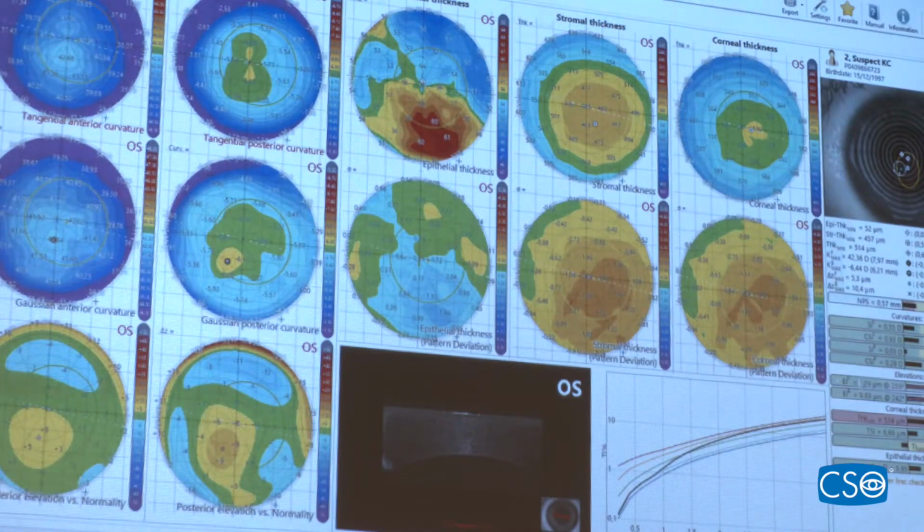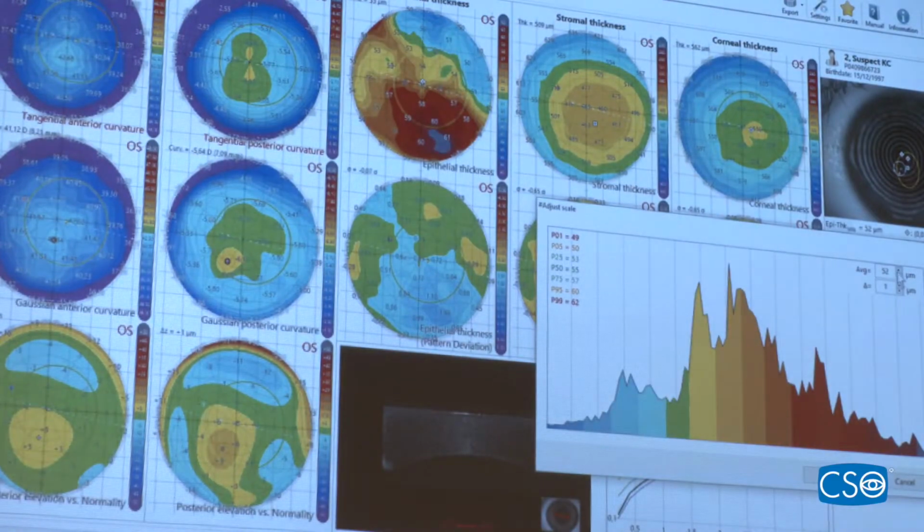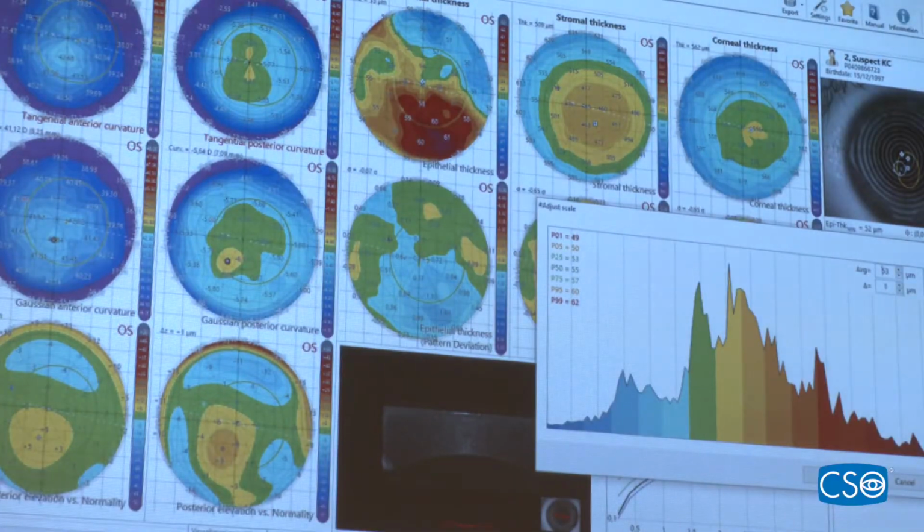You cannot have this degree of focal elevation of the posterior surface without some kind of matching degree of epithelial thinning in that region. It's just not possible, because keratoconus is not a disease where the posterior surface changes first and then the anterior. That is old school. That is before people were thinking about the epithelium.